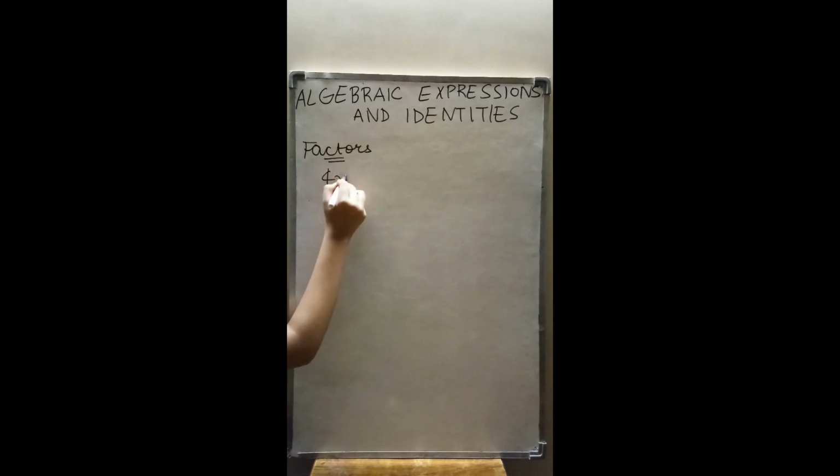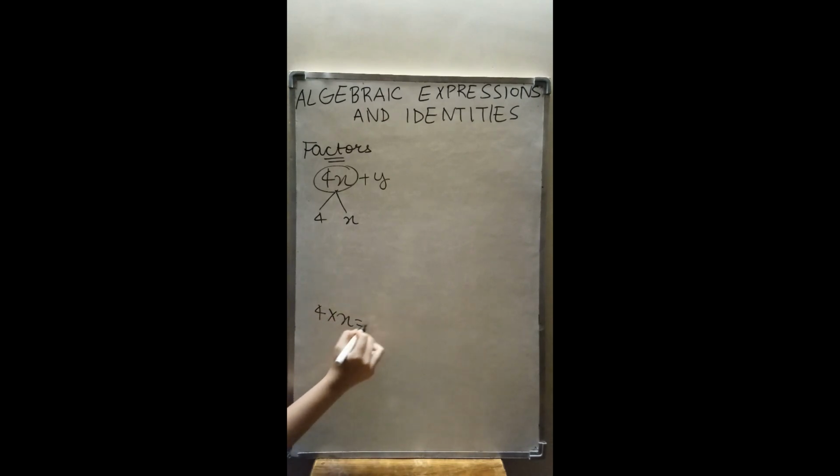Now if I write an expression that is 4x plus y, and somebody asks you what the factors of 4x plus y are, the factors of 4x will be 4 and x. Now how will you get to know that these are the factors of 4x? You get 4x by multiplying 4 into x equal to 4x. So these are the factors of 4x.